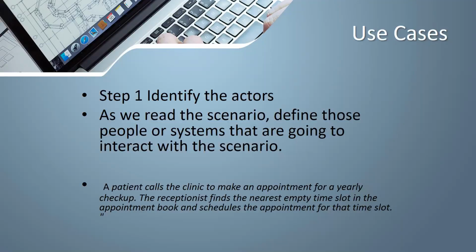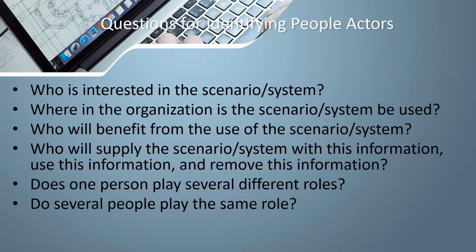So step one is actors. How do we identify actors? Who's interested in the system? Coming back to our patient example, the receptionist is not interested in the system. The receptionist is only using the system because you have asked. If you had not said so, this person would not be interested. That's why the receptionist is not an actor.